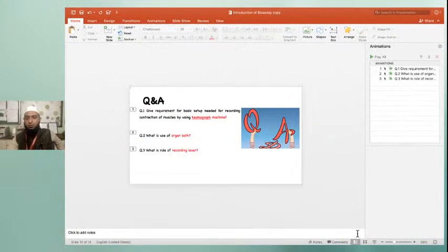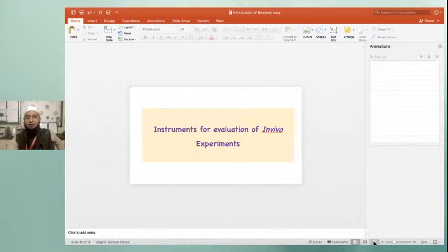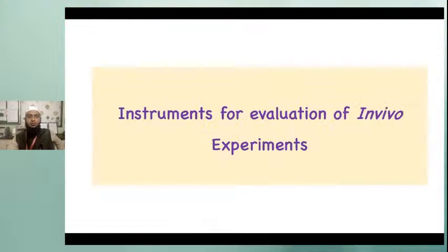So let's move on to the next part of the session. In my next part of the session, we'll see instruments which are used for evaluation of in vivo experiments. So till now, the instruments we have seen are just to evaluate in vitro or ex vivo response of the isolated cock ileum by using the chemograph machine.